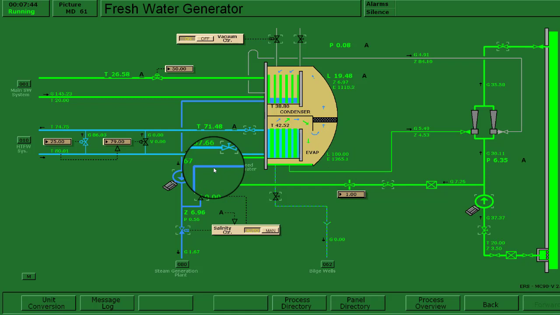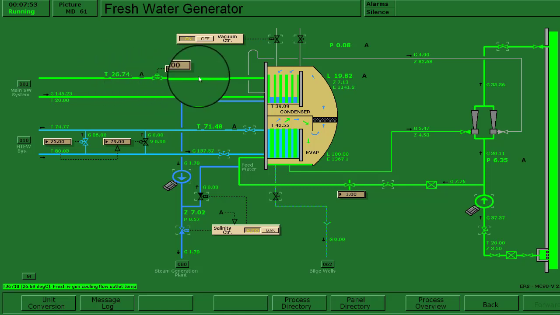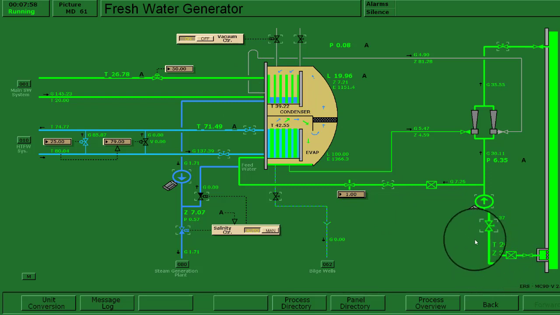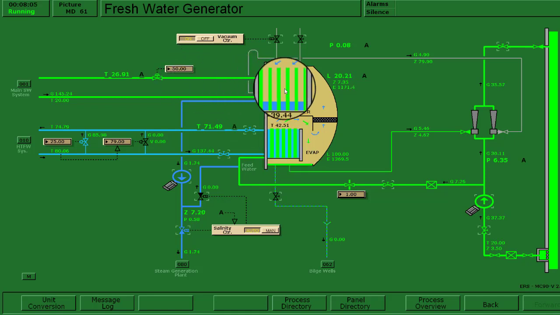And as you can see, the system is running right now. This is the inlet for the seawater, wherein you'll find here the temperature is about 26.7 degrees Celsius to be exact, and of course it goes out. Now this has a separate inlet for the seawater that goes into the evaporator, while it's a separate system for the condenser. That depends on the maker of the freshwater generator.